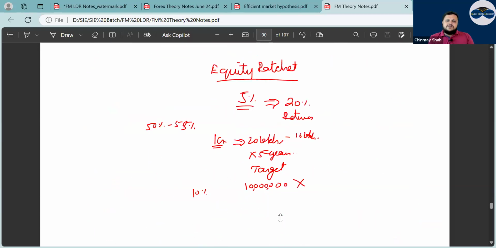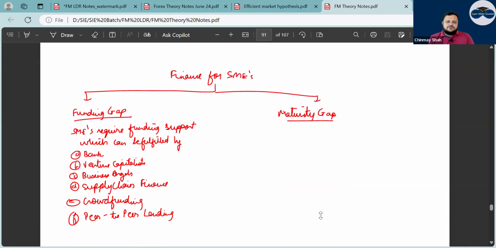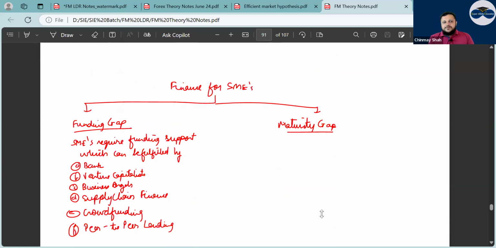And there is something called equity ratchet. What is equity ratchet? First, the venture capitalist will give you certain money and say that the target is XYZ amount of profit or XYZ percentage of return. If you don't fulfill that, he will create a problem for you. He will say that if you don't fulfill the target, you will give free 10% equity in your company. Like that, he will slowly take over your company. There is finance for SMEs. You have funding gap and maturity gap.